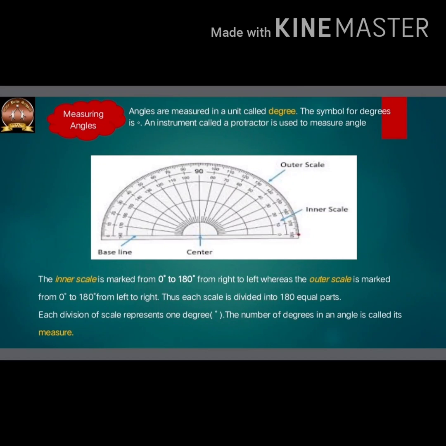Whereas the outer scale is marked from 0 degree to 180 degree in a similar manner, but in the opposite direction, that is from left to right. If you observe the horizontal line on the left side, the outer scale starts from 0, takes a complete half turn and ends up at 180 degrees. Thus each scale is divided into 180 equal parts. Each division of the scale represents 1 degree. The number of degrees in an angle is called its measure.